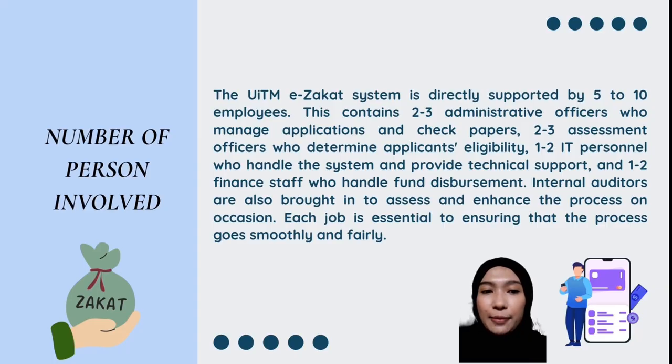For the next slide, the number of persons involved in internal auditing. The UiTM E-Zakat system is directly supported by 5 to 10 employees. This includes 2-3 administrative officers who manage applications and check papers, 2-3 assessment officers who determine applicants' eligibility, 1-2 IT personnel who handle the system and provide technical support, and 1-2 internal auditors who are also brought in to assess and enhance the process on occasion. Each job is essential to ensuring that the process goes smoothly and fairly.